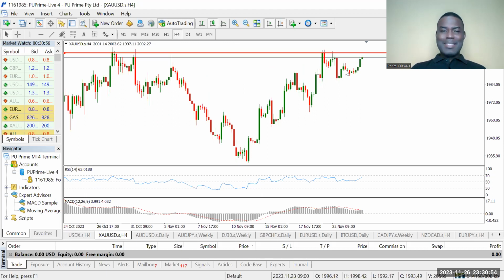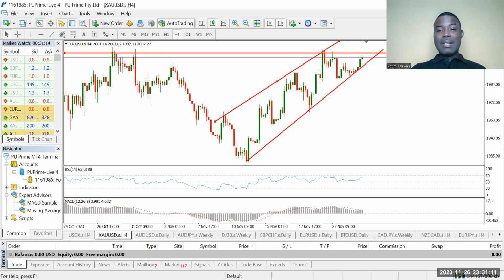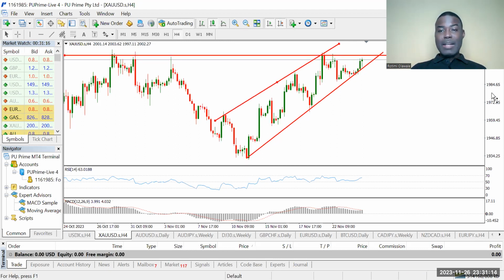On 4-hour, it's not really looking so clear for the second double top, but then I can draw a trend line right here to capture the breakout when it finally happens. So on the monthly, we have a resistance. On the daily, we have a resistance and a possible double top. And on the 4-hour, we have a rising wedge.